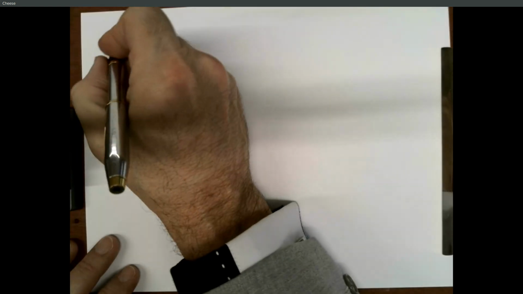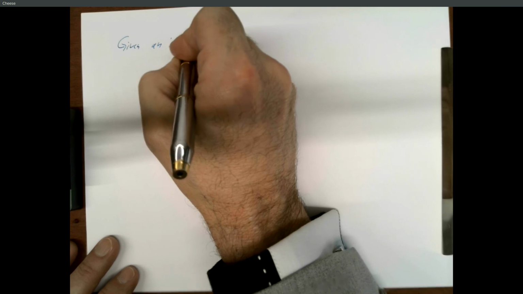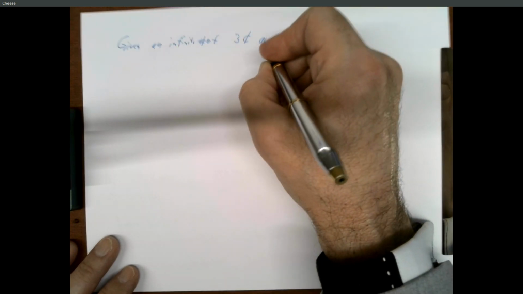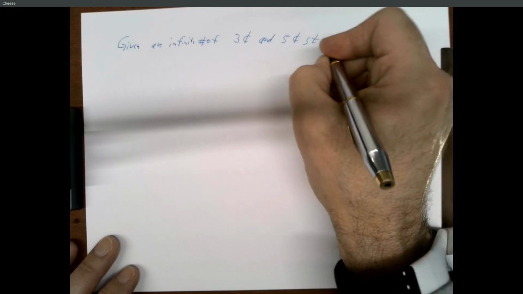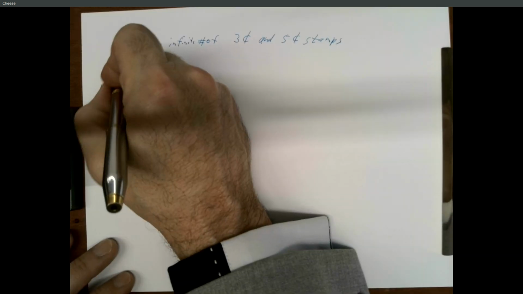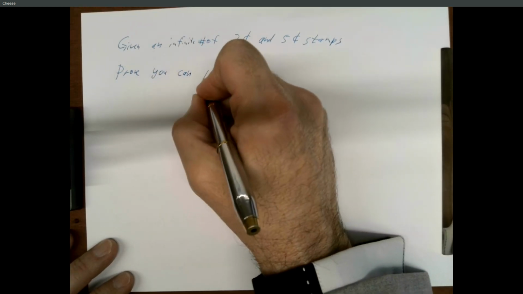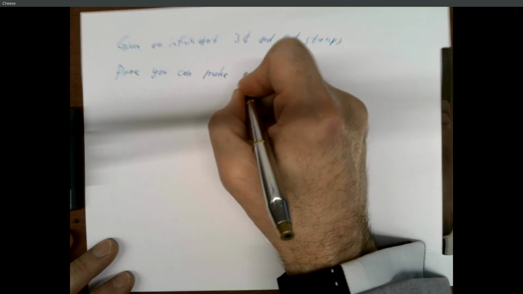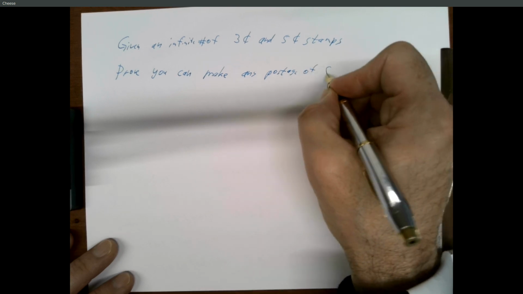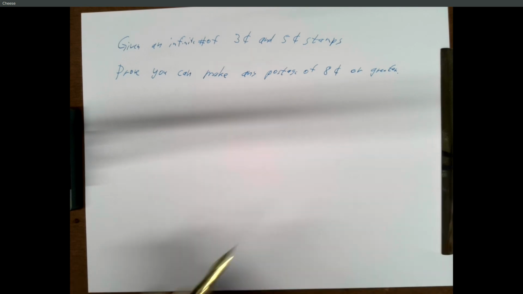Okay, given an infinite number of 3-cent and 5-cent stamps, prove you can make any postage of 8 cents or greater.